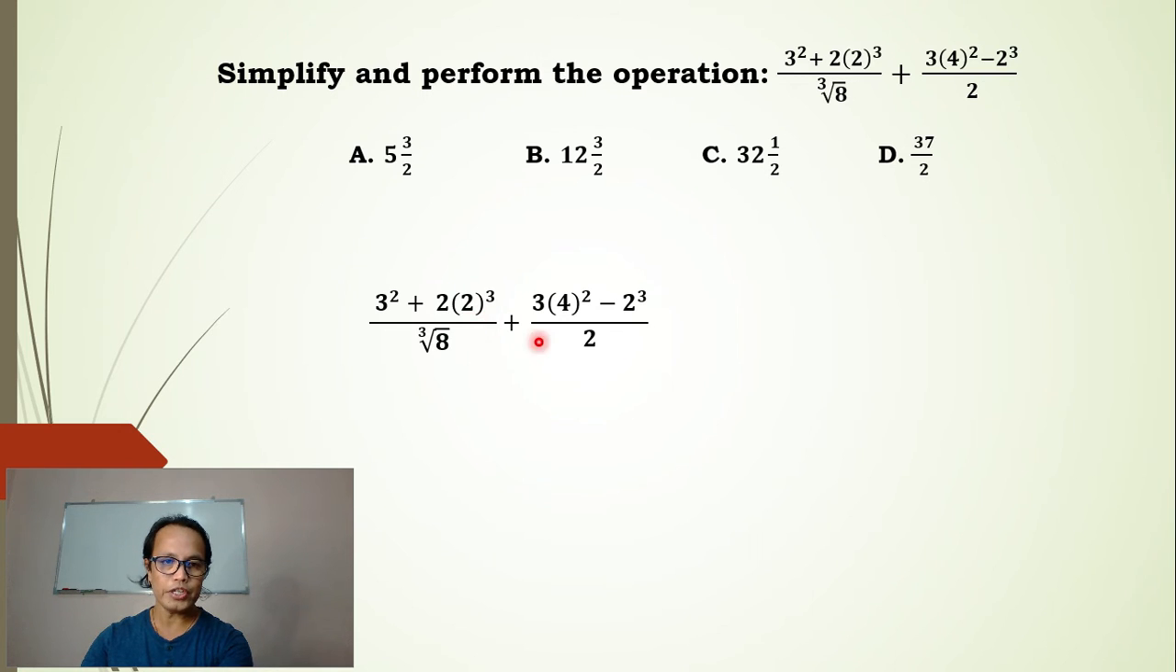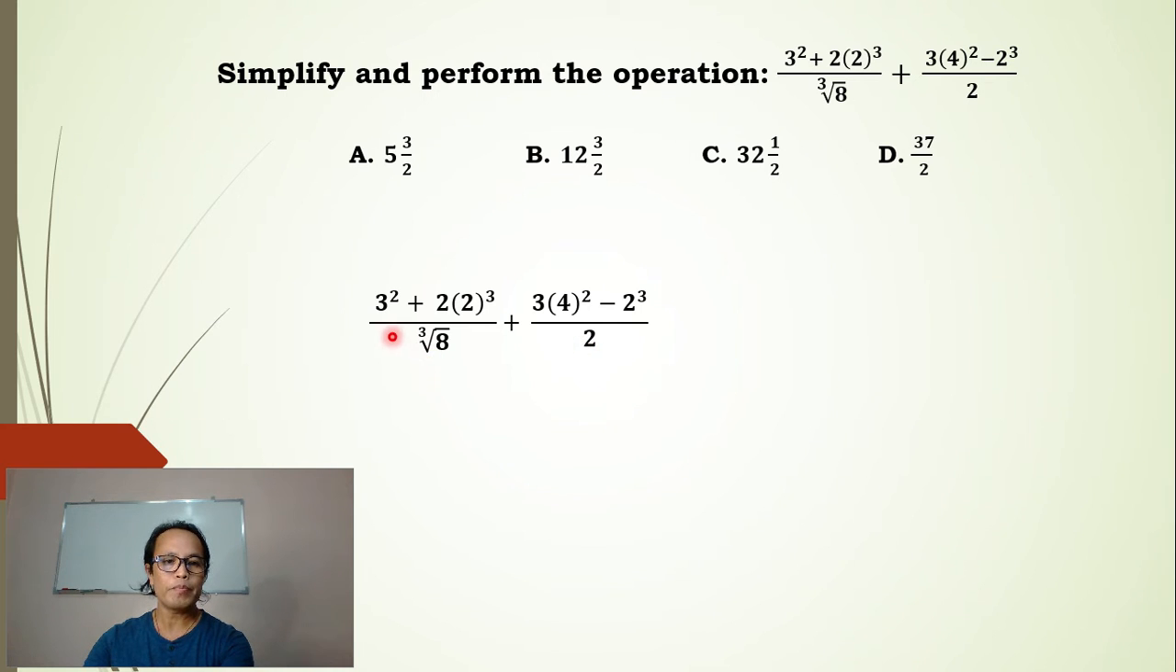So with the first and second fraction, as you have observed, we have what we call exponential expressions, and in the denominator we have this radical. The same also in the second fraction, we have this exponential expression. So before we can add these two fractions, simplify first the exponential expressions and the radical, then combine all operations, before adding the two fractions.